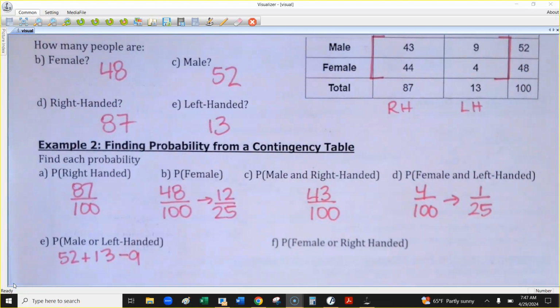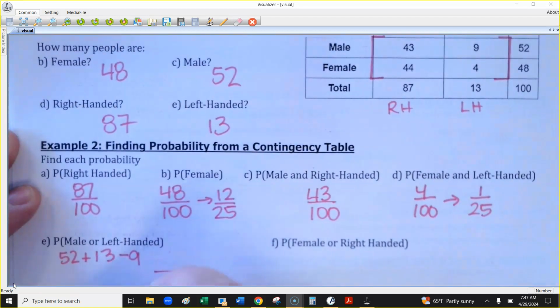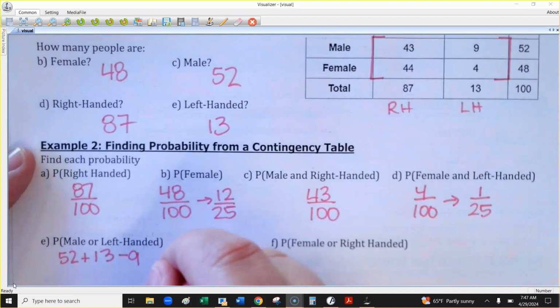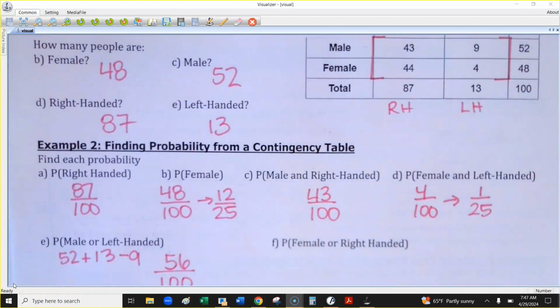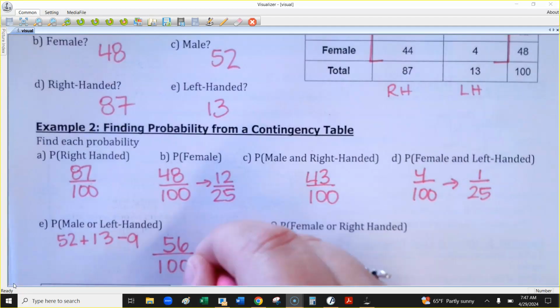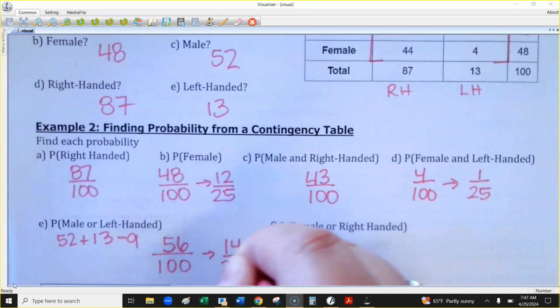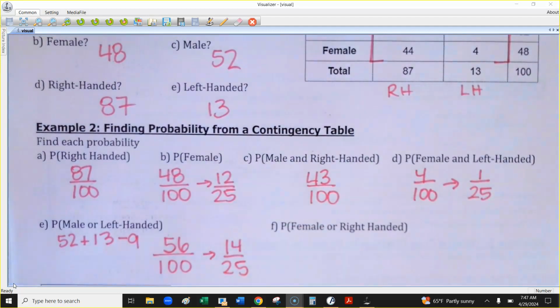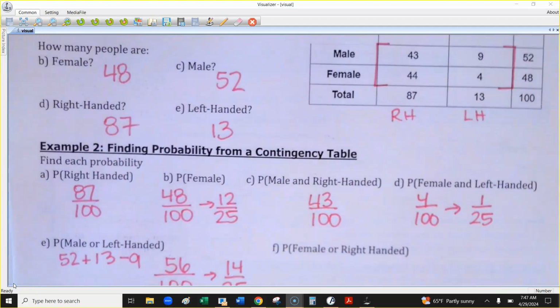So this 52 is the male, the left-handed is 13, and then the overlap, I counted that 9 twice. This whole thing would be over 100. I'm pretty sure this was 56. So let's see. 56 over 100 definitely reduces to 14 over 25 if you got to reduce it. Okay, so kind of the same thing, and oh my gosh, let me pull this up just a little bit so you guys can maybe see the table at the same time.